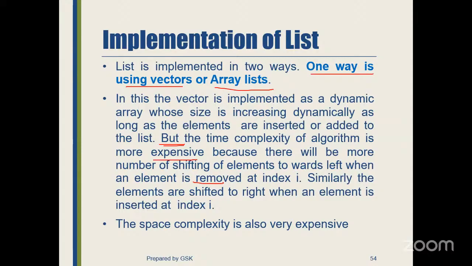It takes more time because when we want to remove any element, all the elements must be shifted to the left side by index 1. Similarly, if you want to insert any element in between the given vector, all the elements must be shifted to the right-hand side by one position. So this shifting is very expensive. This shifting task takes more time. That's why it takes more time to execute. Okay. Time complexity is very expensive.